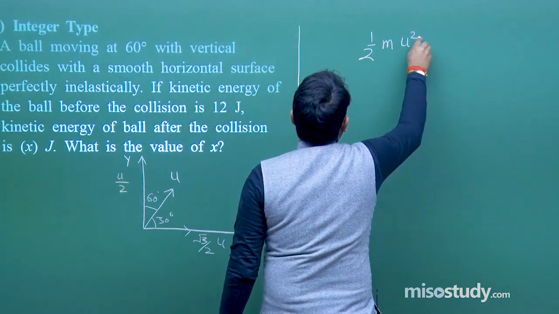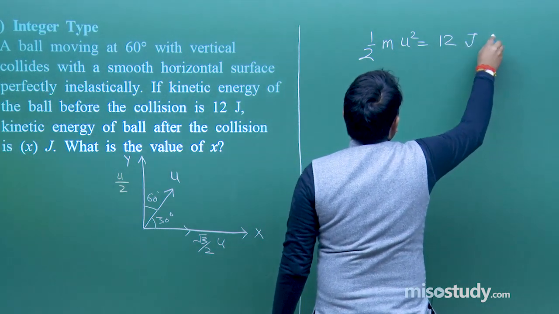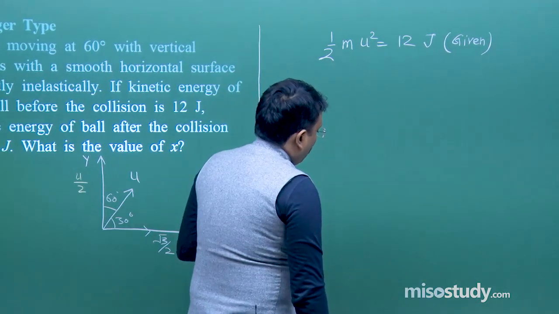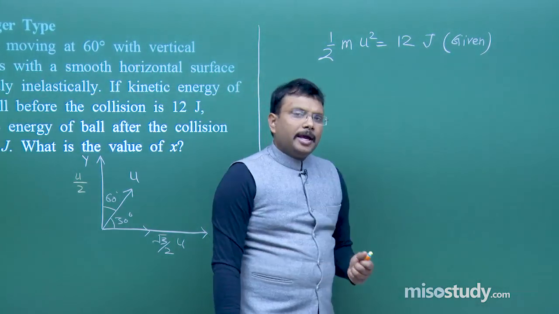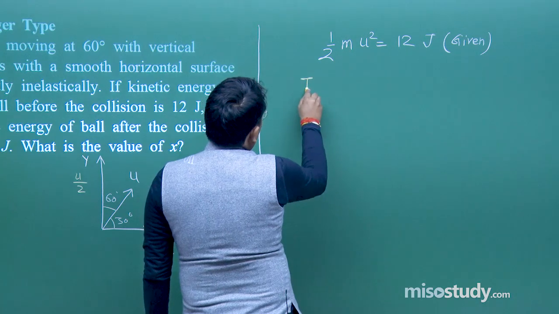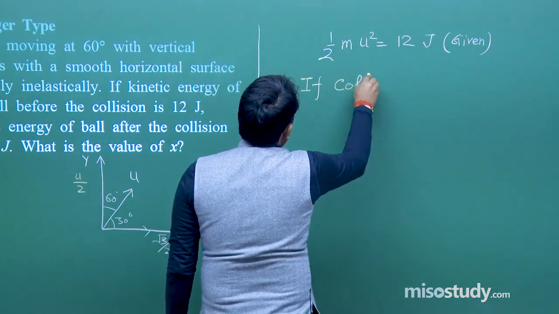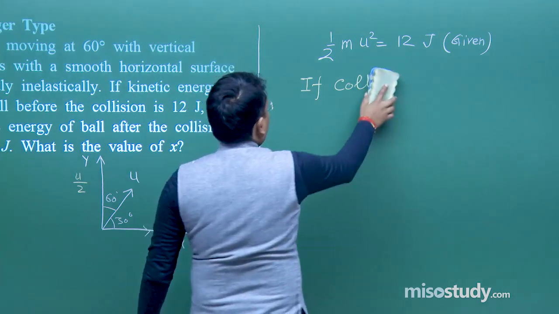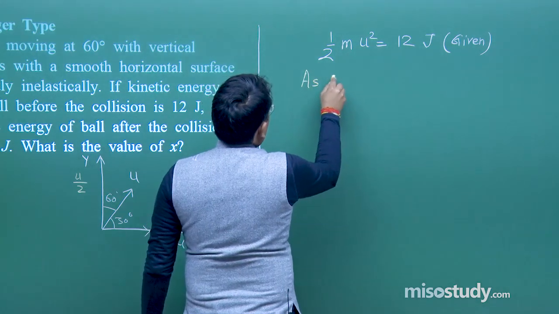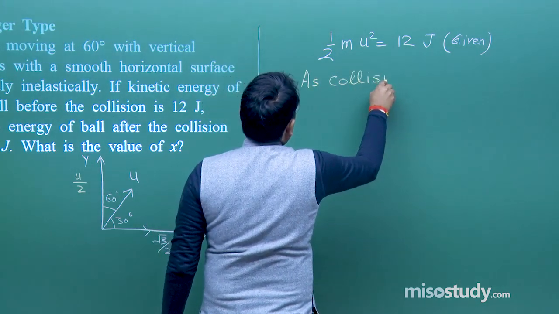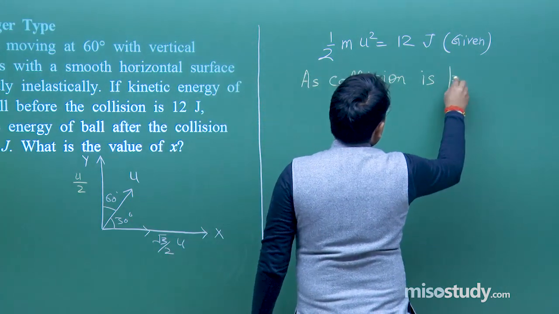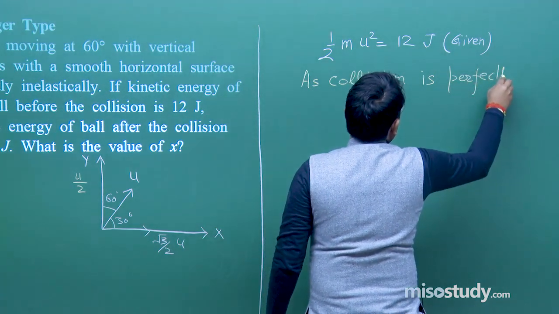Half m u square is equal to 12 joule. It is given. Well, over here what should I say, the collision is inelastic. I think I should not use the word if, it is given, so why should I say if. As the collision is perfectly inelastic.